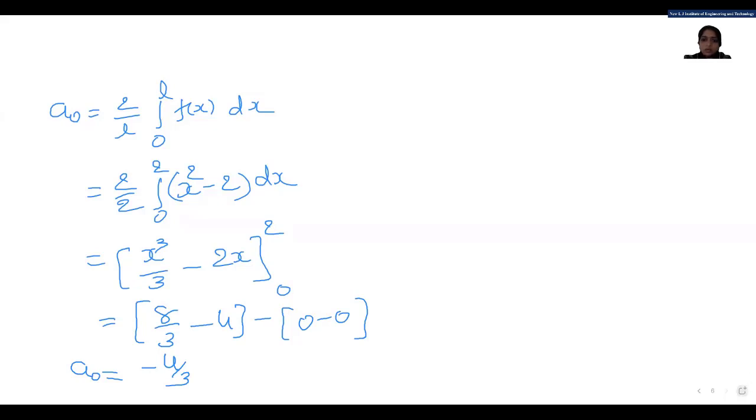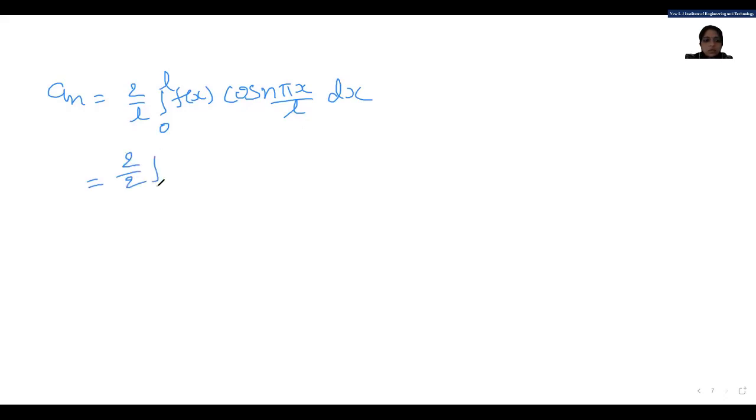Okay. Now for An, the formula for An is 2 by L, 0 to L, f of x cos n pi x by L dx, right? Again, I remind you, don't forget to write n pi x by L. So the value of L is 2, so 2 by 2, 0 to 2. Here x square minus 2 cos n pi x by 2, as the value of L is 2, right, into dx. Now 2 by 2 is 1, so no need to write here 1.